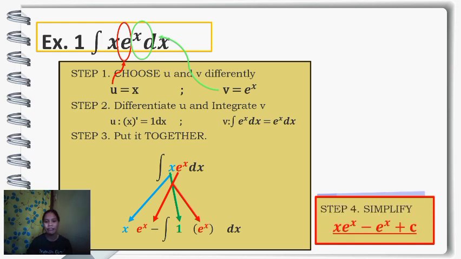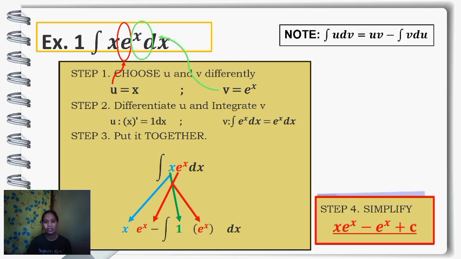Next is step 4, to simplify. We have x e raised to x minus e raised to x plus c. That is our final answer. So note, the rule is the integral of u dv equals uv minus the integral of v du.